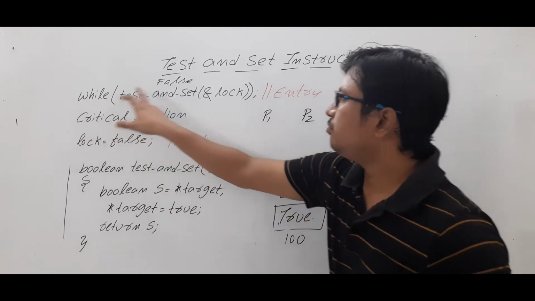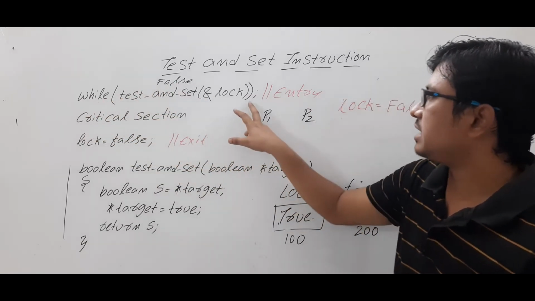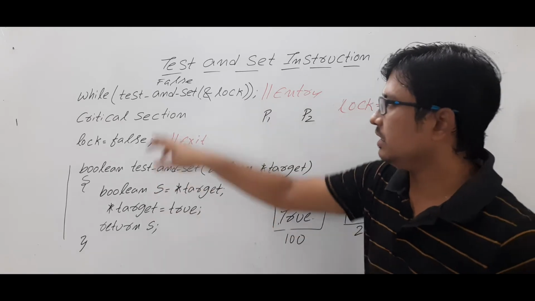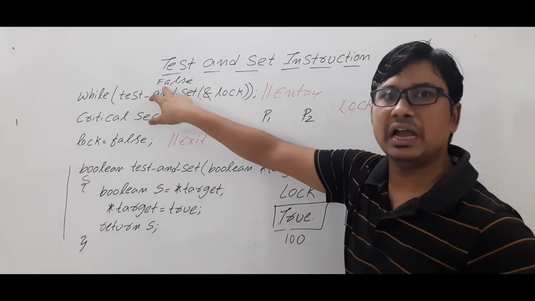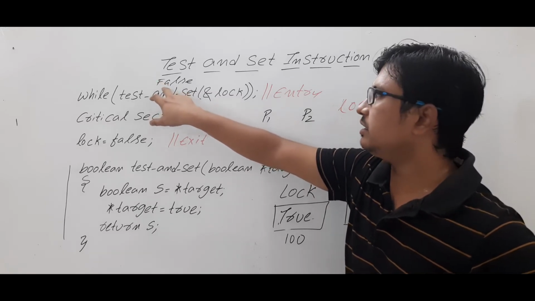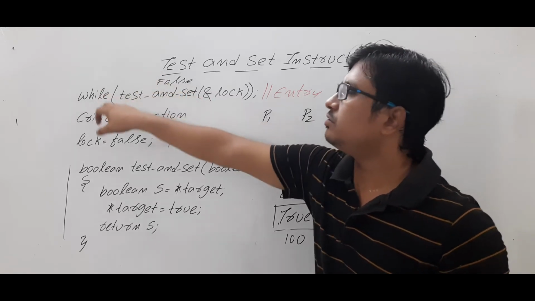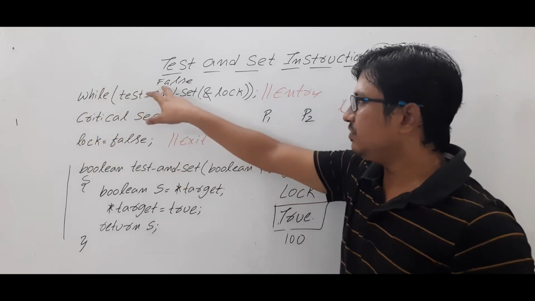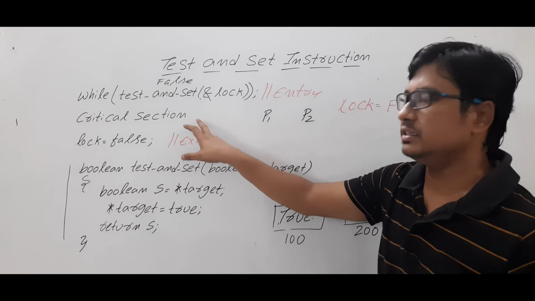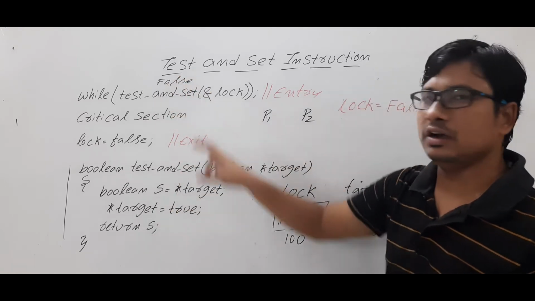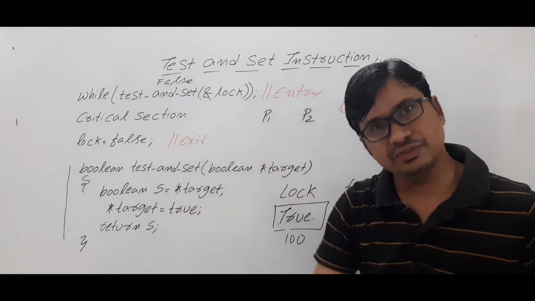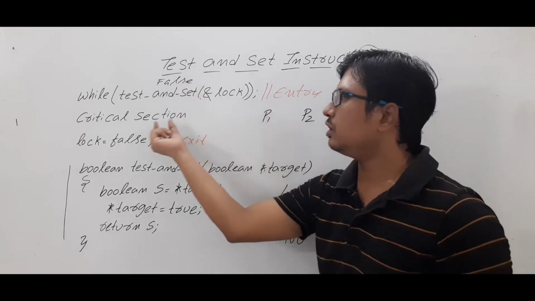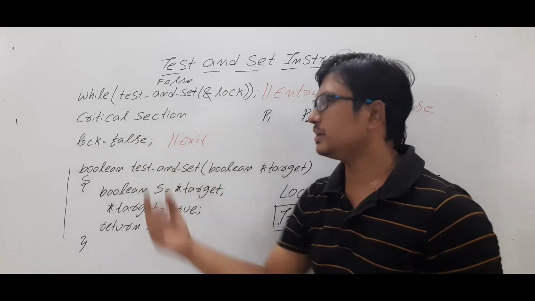Now while false, if this condition is false, as there is a semicolon, it will execute the critical section. If its value returns true, is it clear? If the condition is true, then it will go into the infinite loop, because it will again check the condition. If this condition is false, it will execute the critical section. As it returns the value false, this condition is false. Is it clear? If this condition is false, as there is a semicolon, it will enter into the critical section.